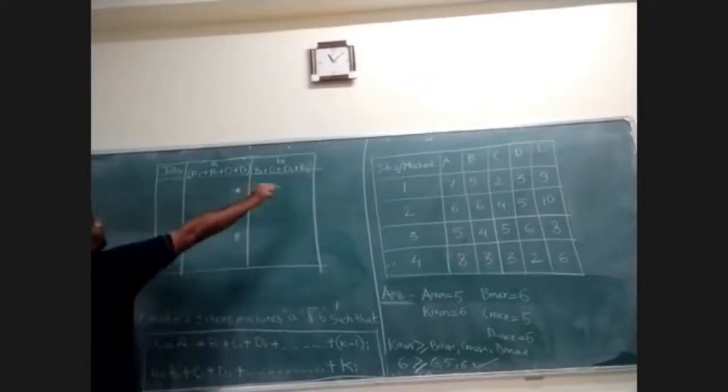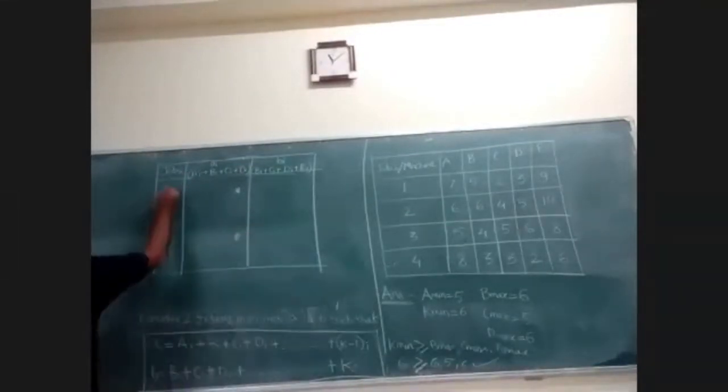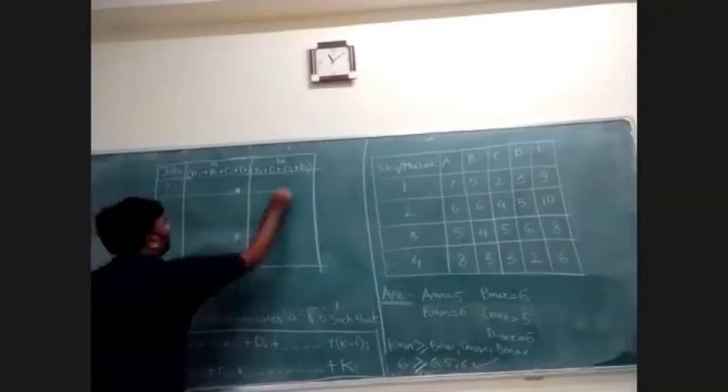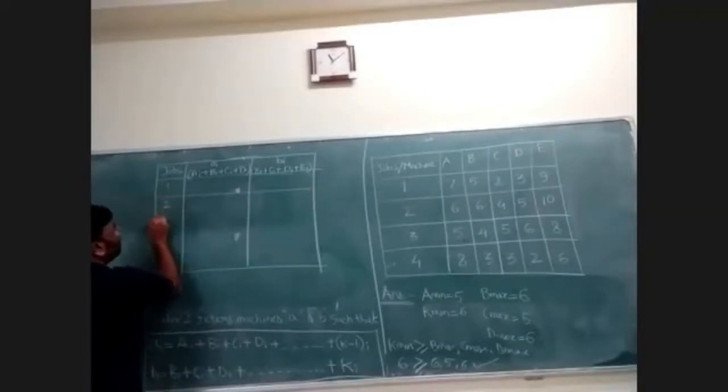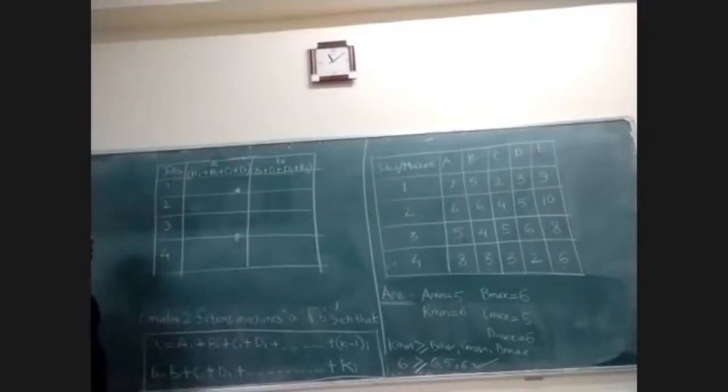So the number of machines will remain the same, but which machines are to be considered is what needs to be understood. I'm hoping that you have understood this. Now let's write our jobs here. Job number one is 2, it is 3, and it is 4.